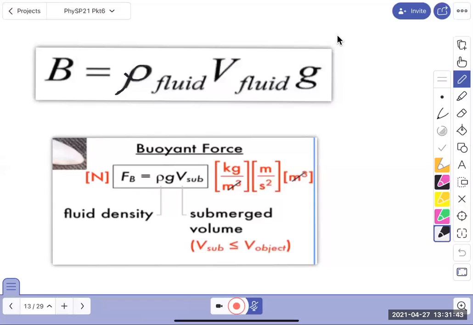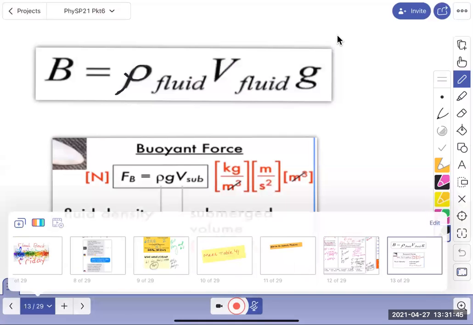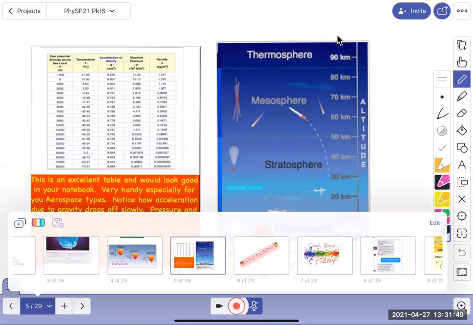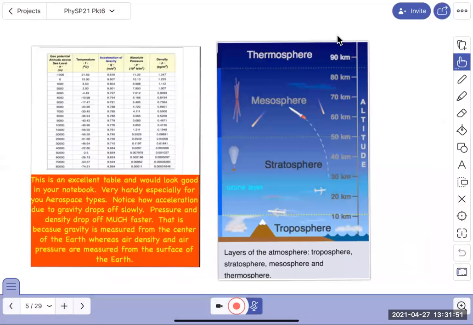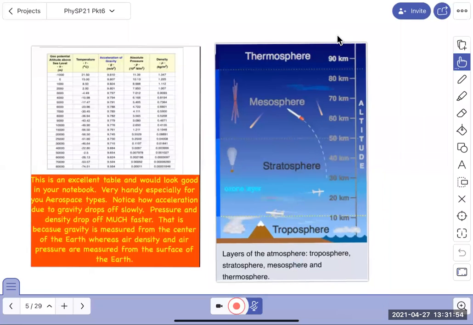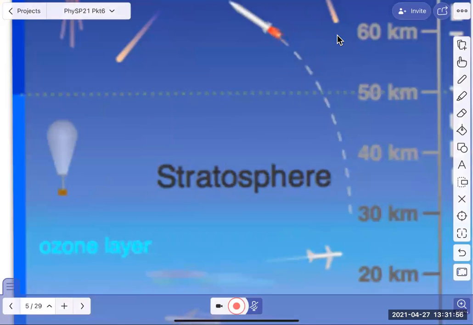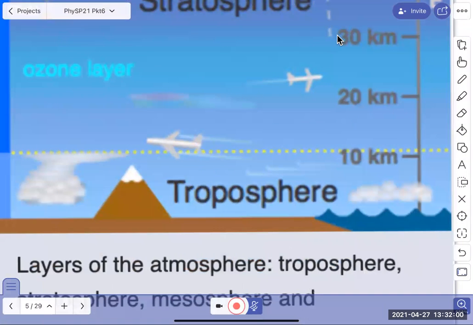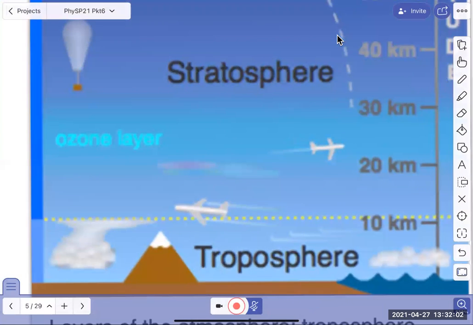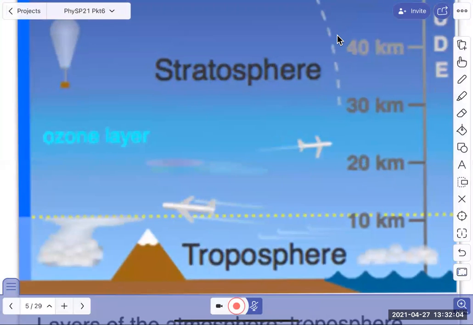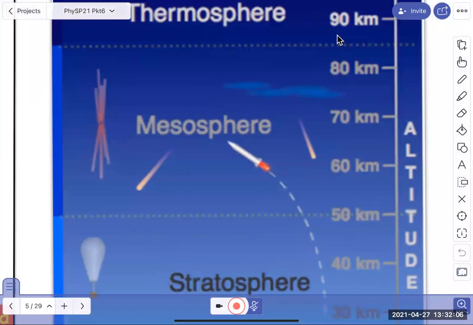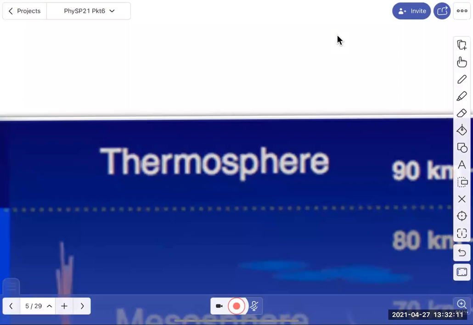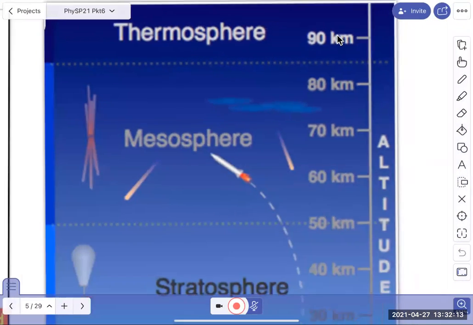Take a look here. Let's go back and look at that for a second. Hold on, right here. Oh, and I added this to the screenshots. So look, above us we have the troposphere. That's where pretty much all of weather is. And then above that is the stratosphere. In the stratosphere is the ozone layer. And then above the stratosphere is the mesosphere. And then above that's the thermosphere. So they're like 90 kilometers, 80 kilometers.